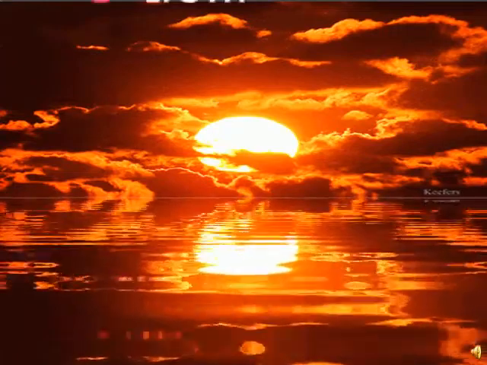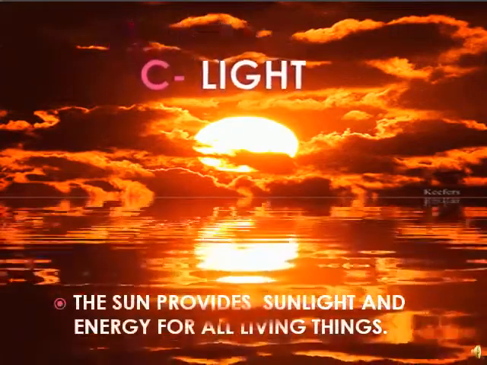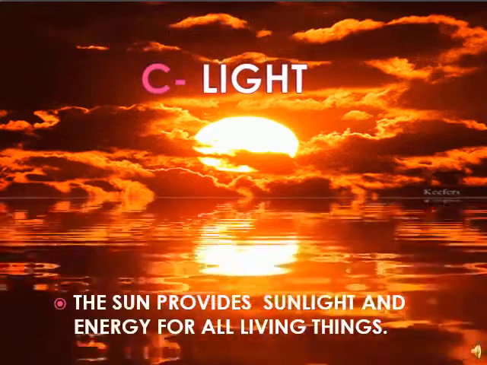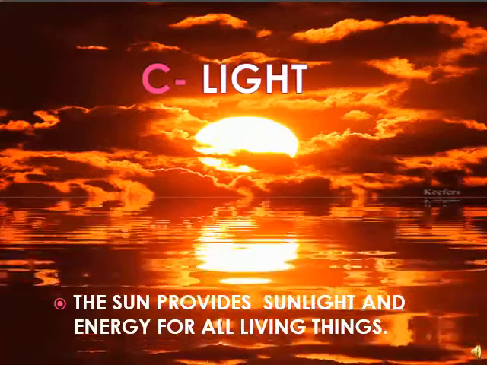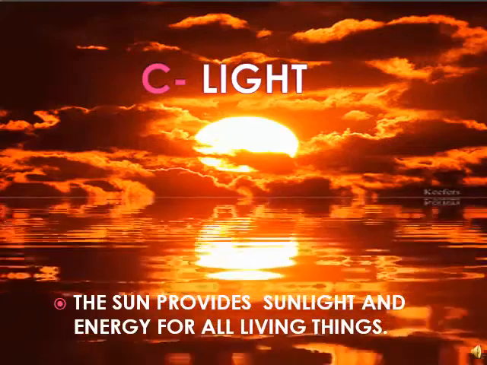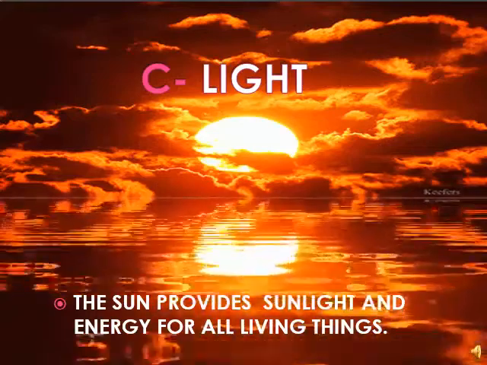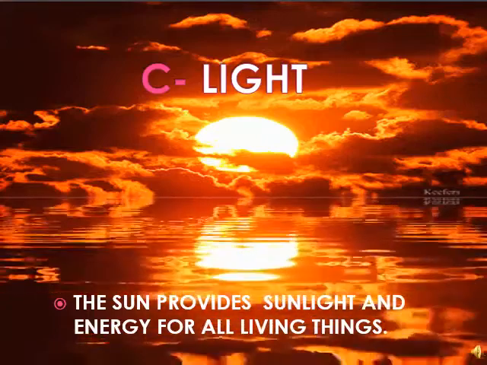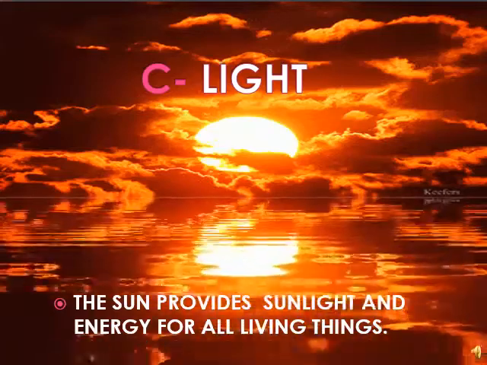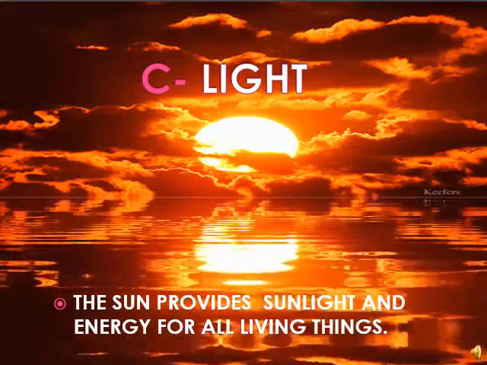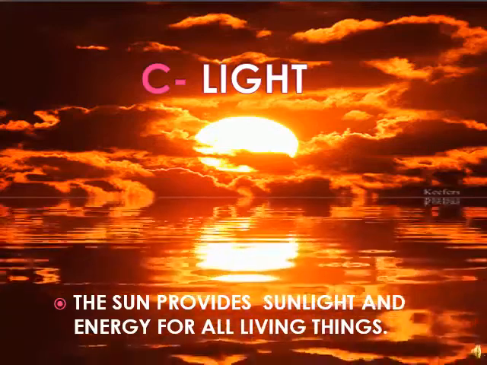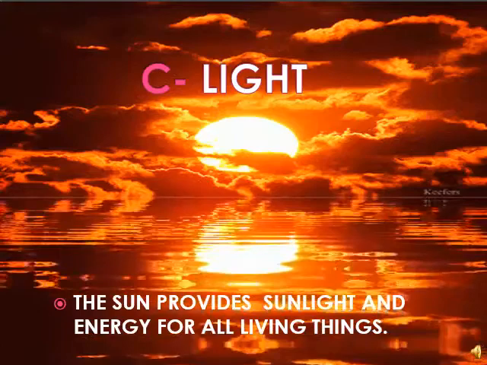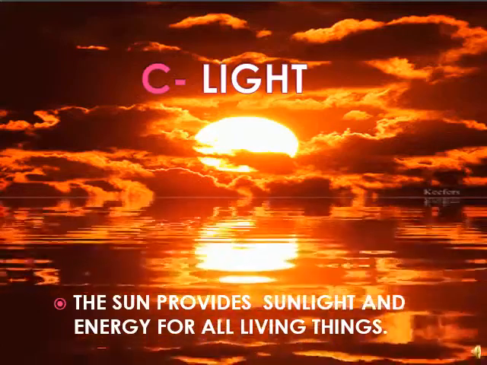My dear students, here is the third main part of the biosphere. And what is that third part? Yes, light. Light is the main third part of the biosphere. What is the main role of the light? Light provides the main energy for all the living things. The big source of light is the sun. The sun provides the sunlight and also the energy for all living things. Plants use the sunlight to make their food in the process of photosynthesis. And animals eat those plants and so get energy indirectly from the plants.